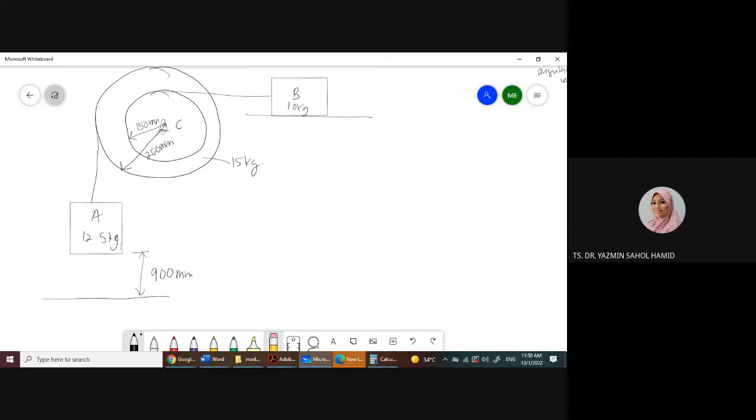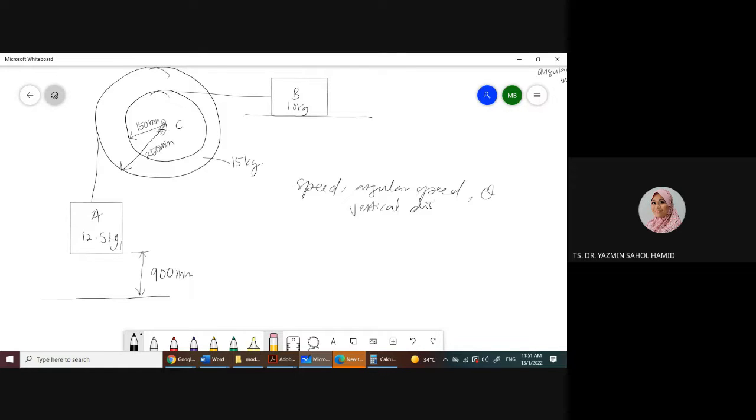What is question number one? Write the equation which relates the speed of the blocks and angular speed, and vertical distance with angular angle. So they want us to write the equation that relates the speed of the blocks and the angular speed, and the vertical distance with the angular angle.